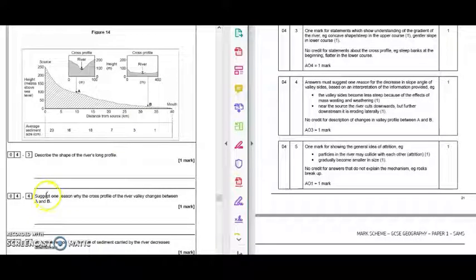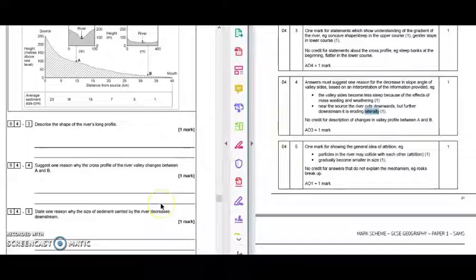So this time we need one reason to explain why the land has gone from a very steep valley to a very shallow one. So what you could say is nearest the source, or in the upper course, the erosion happens downwards or vertically, whereas the closer towards the mouth and the sea you get, the erosion happens sideways, or what it says on the mark scheme is laterally.